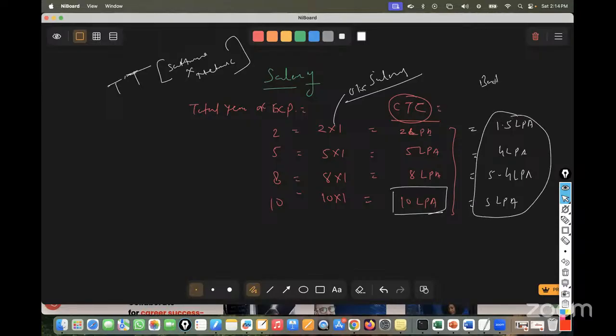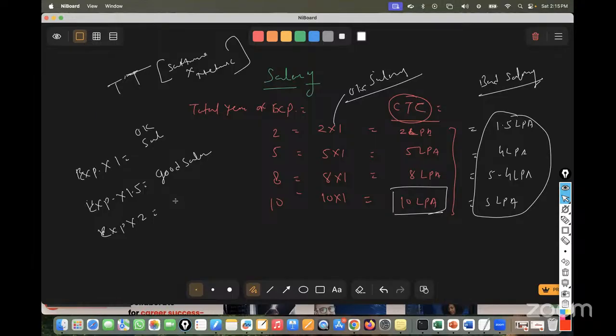bad position. Bad salary, you can say. Below average you are getting. So the market trend says, whatever experience you have, at least experience multiplied by 1, it's an okay salary, right? If total experience multiplied by 1.5, that's a good salary. Experience multiplied by 2, it's a very good salary.